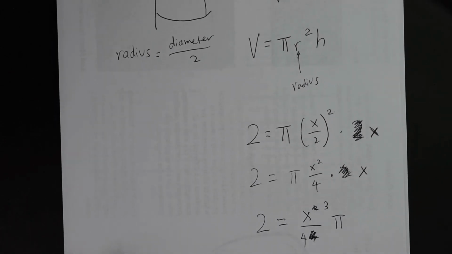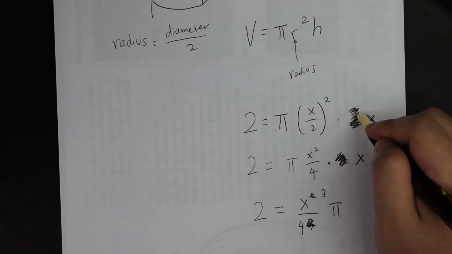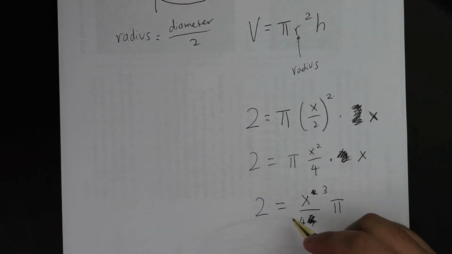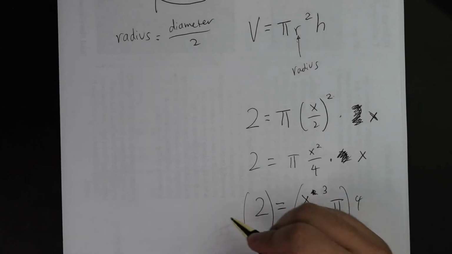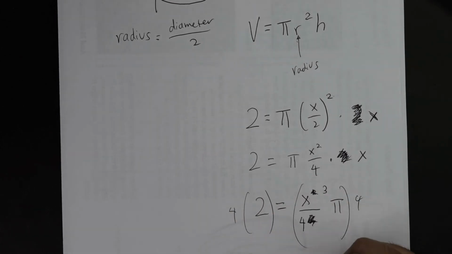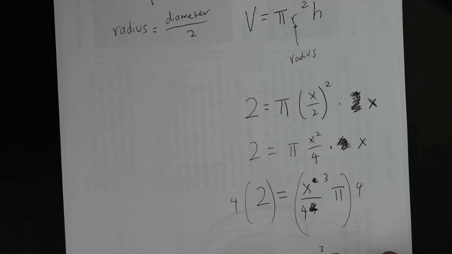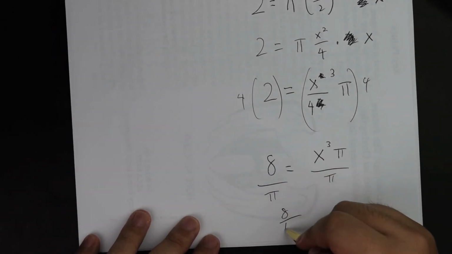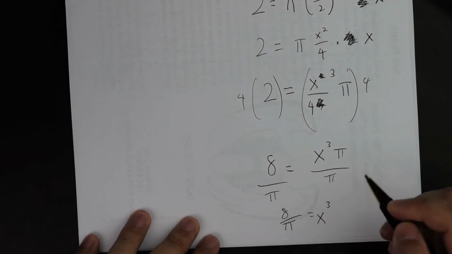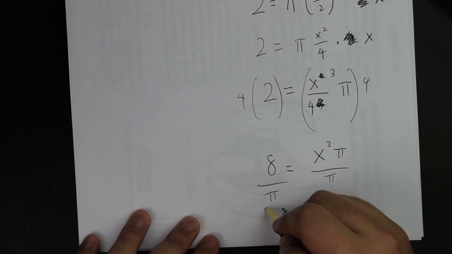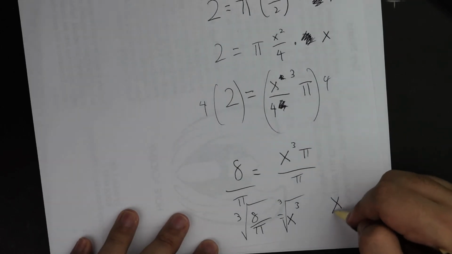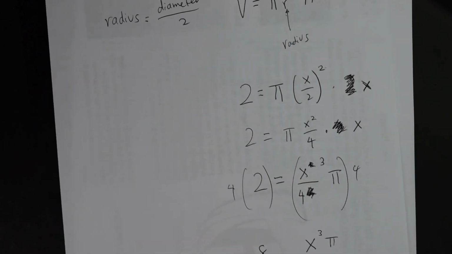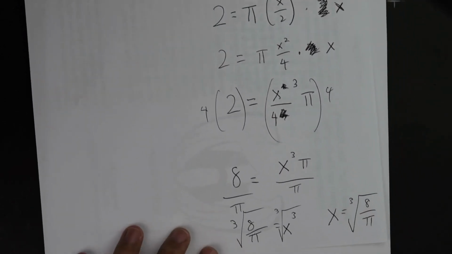Okay, so after I fix that, what happens is that I'm going to solve for x. I'm going to multiply both sides by 4, and it's going to be 8 equals x cubed pi. Then divide by pi, and it's going to be 8 over pi equals x cubed. Now I have to do a cubic root, like this. So x is going to be the cubic root of 8 over pi. Okay? And that sort of shows how I go about getting to the value.